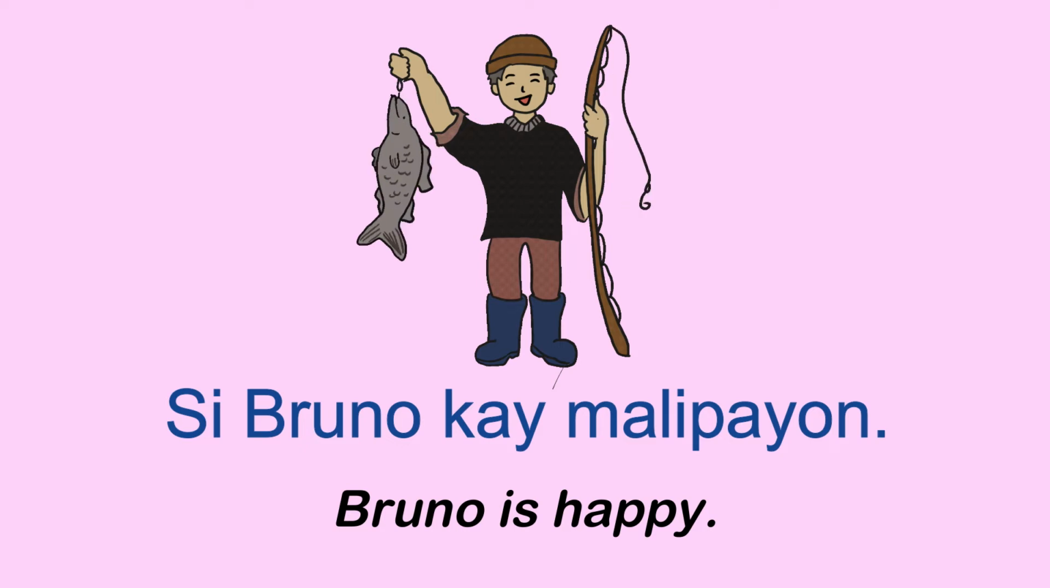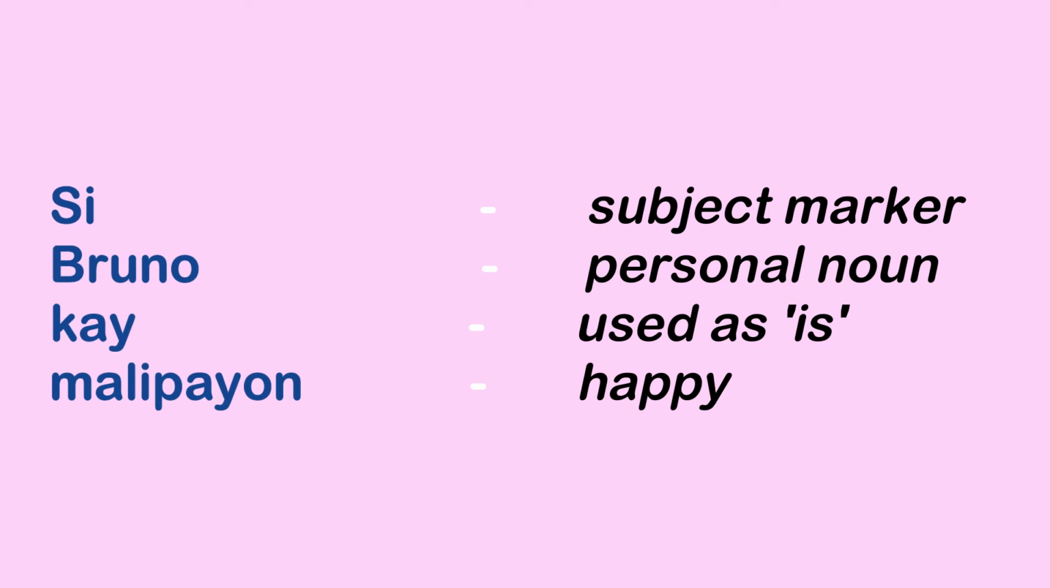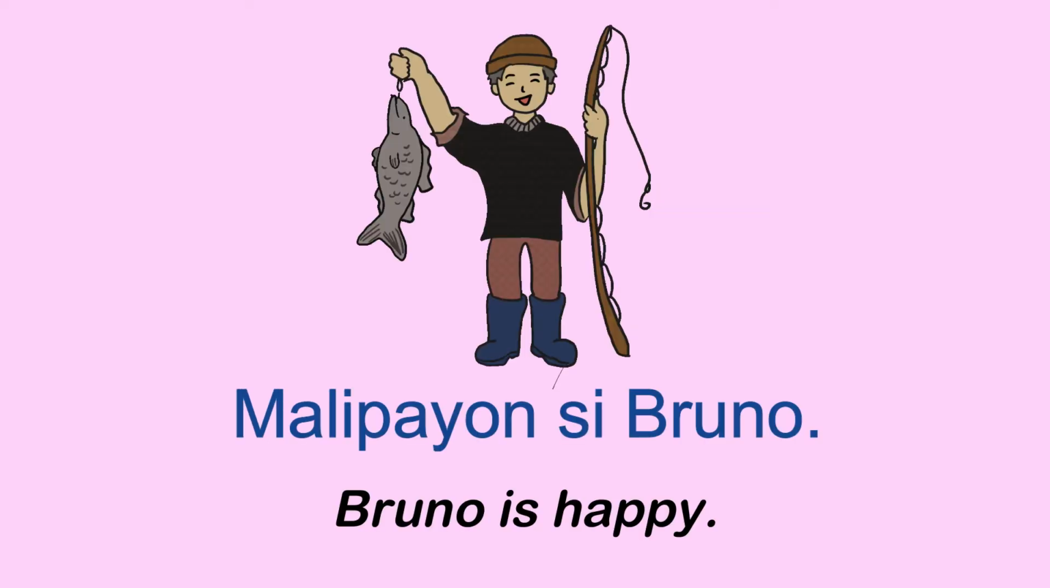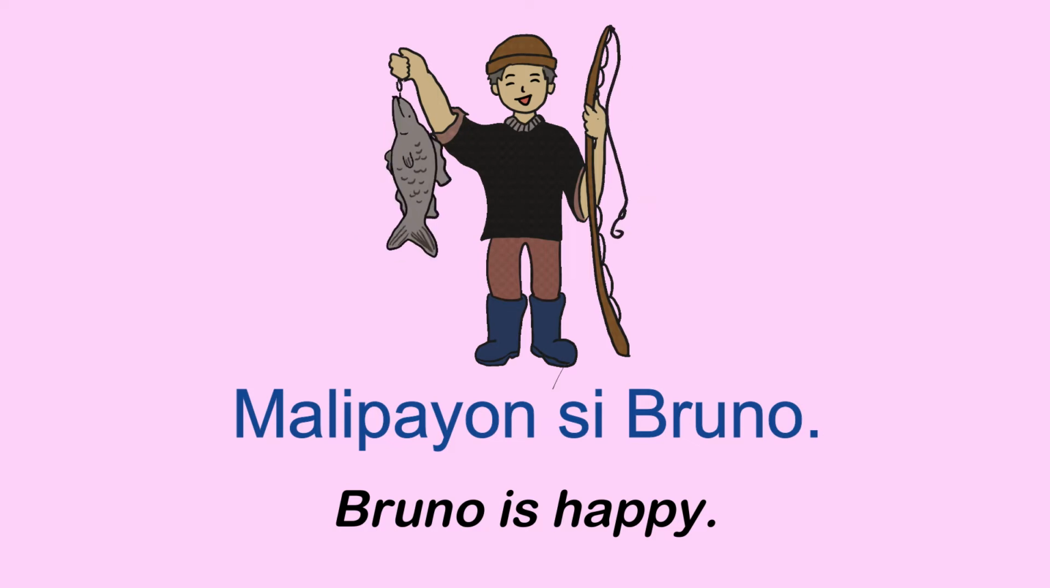So let's have a look quickly at how that phrase is broken down. Si is used as a subject marker for the personal noun Bruno. Kay is used as "is" in this sentence, and malipayon is happy. Alternatively, you can say malipayon si Bruno, which is to use the adjective first.